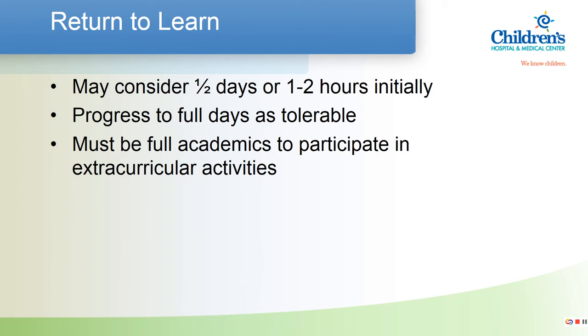If the student returns to school half days, and that works best for them, or even 1 to 2 hours, we recommend that they alternate their half days, so they're not missing a full week of algebra or chemistry because that's their first and second hour. We want them to alternate so they're at least present in that class 1 or 2 times a week.